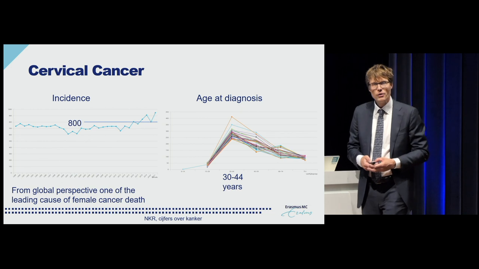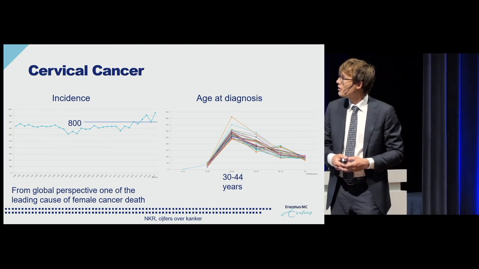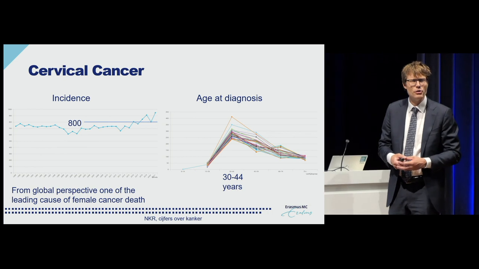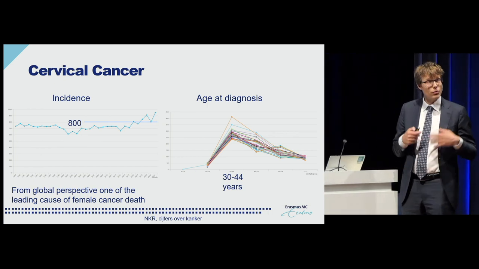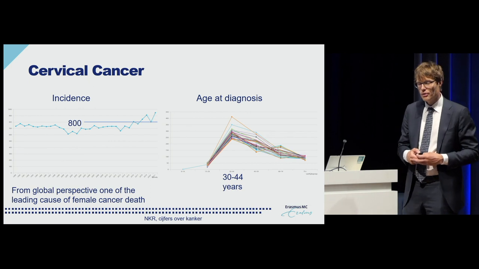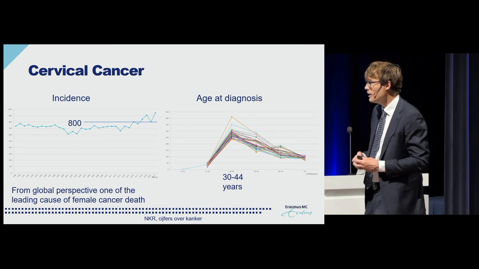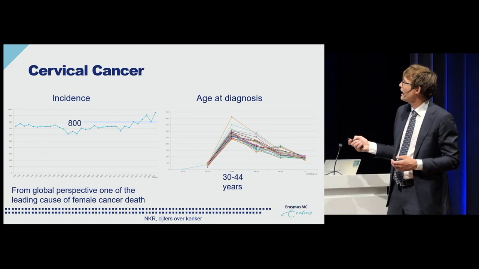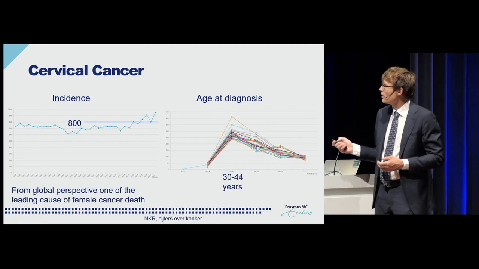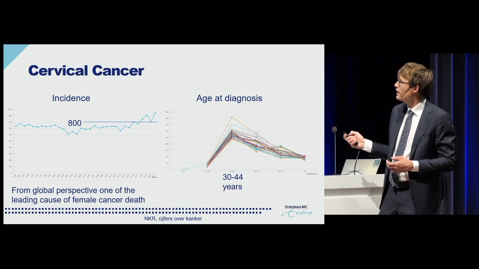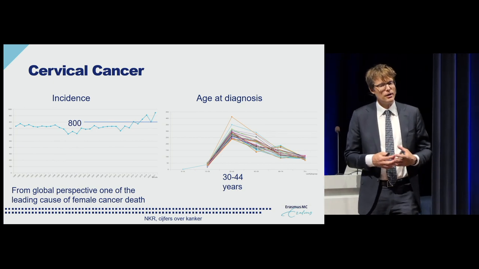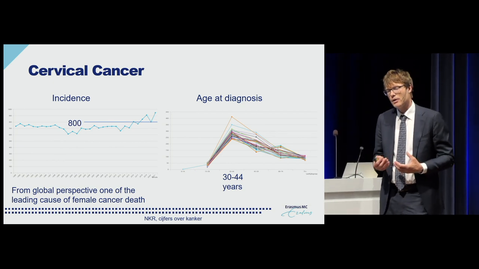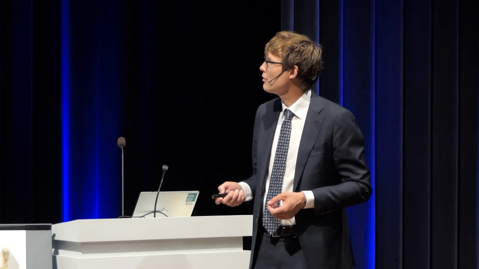And in the Netherlands, we only see approximately 800, 900 new cervical cancer patients a year. But from the worldwide perspective, this is one of the most common leading causes of female cancer death. What's also important to realize is that the age at diagnosis is around 30 to 44 years is the peak. So this affects women in a period of their life that the treatment and diagnosis has a lot of impact also from the socio-economical perspective. So that's important to realize.